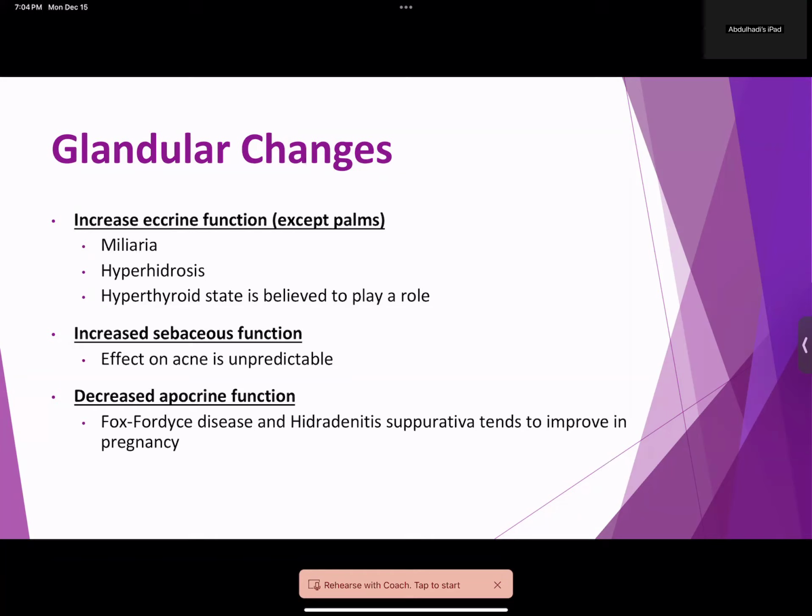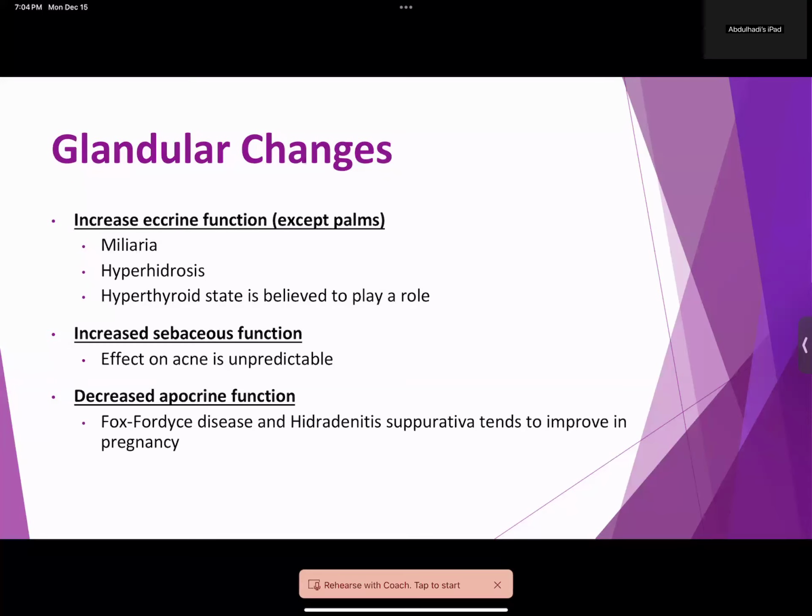The sebaceous gland activity is variable. Some pregnant ladies experience breakout of their acne, while the others don't have really that bad breakout. Also rosacea. So rosacea and acne are variable. Maybe in pregnancy they can get better, maybe they can get worse.